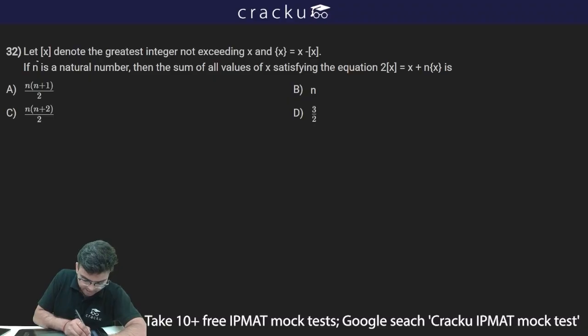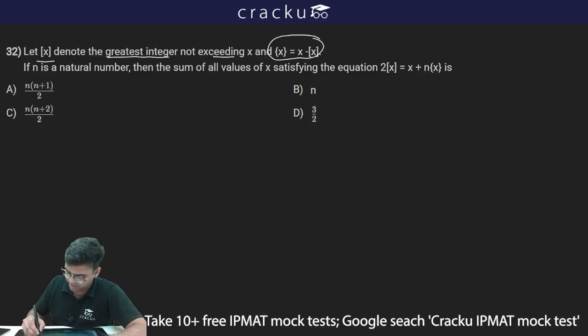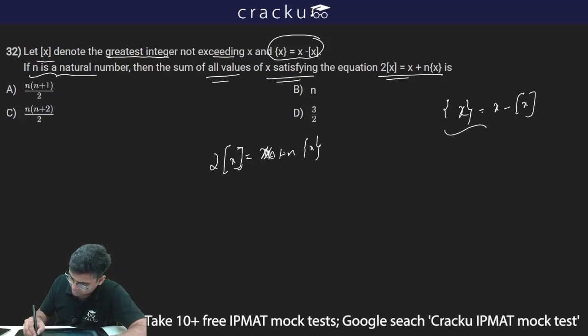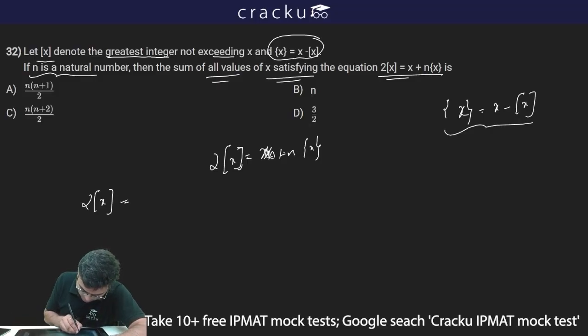The next question is saying let the greatest integer denote the greatest integer not exceeding x, and the fractional part of x is x minus greatest integer of x. If n is a natural number, then find the sum of all values of x satisfying the equation 2 greatest integer of x plus n into fractional part of x equals x. What is the fractional part of x? It is x minus greatest integer, so I will substitute it here. So 2 into greatest integer of x is equal to x plus n into x minus greatest integer of x.